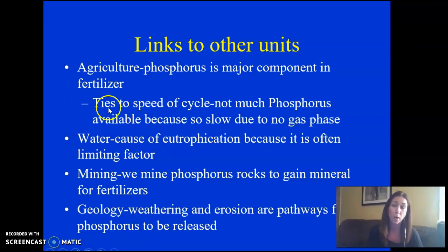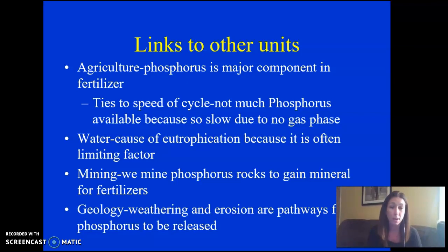It can also be tied to water quality because of that eutrophication. Because phosphorus is often limiting, particularly in freshwater ecosystems, the addition of phosphates in the fertilizer can go into our waters, lead to those algae blooms and the death of animals and loss of biodiversity due to the lack of oxygen. I think it also can tie to our mining unit because we do mine for phosphorus.